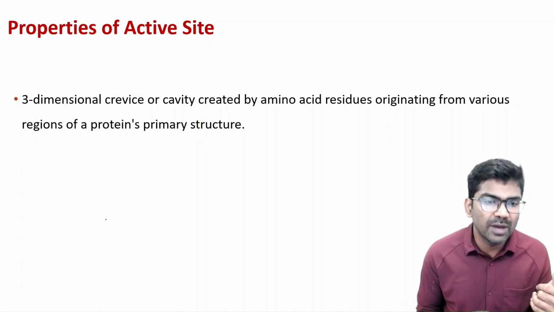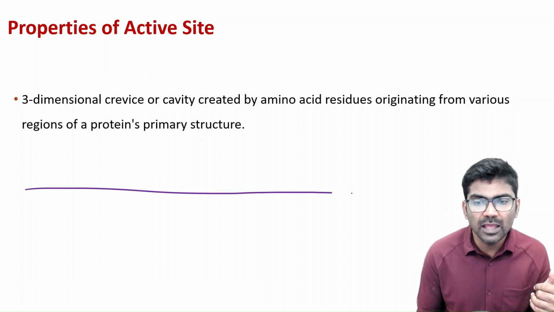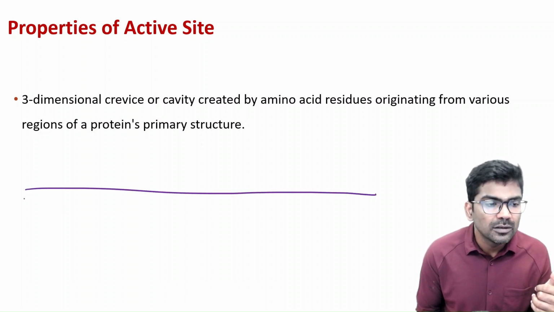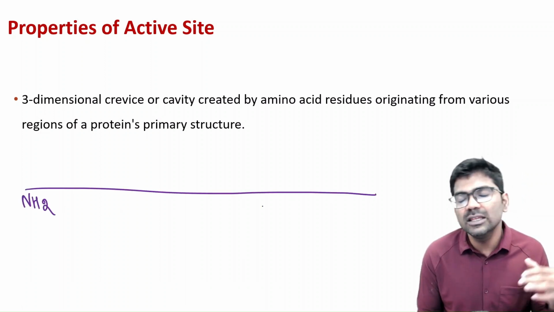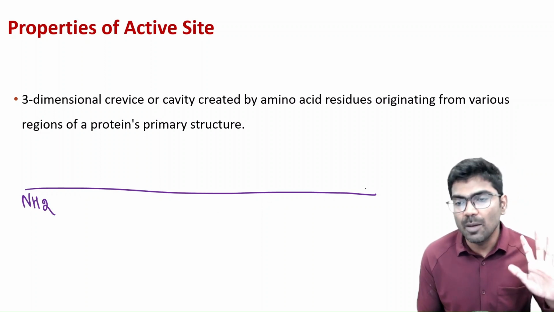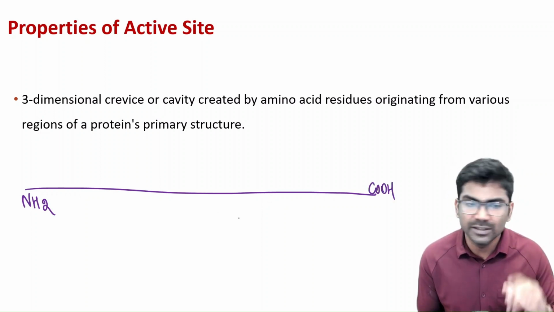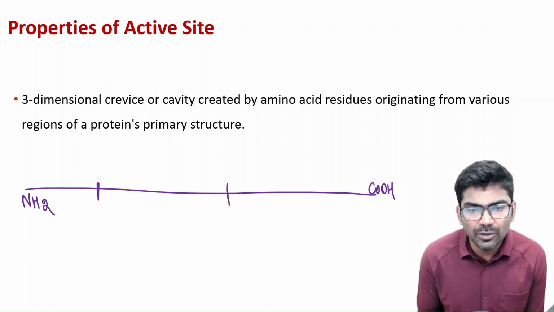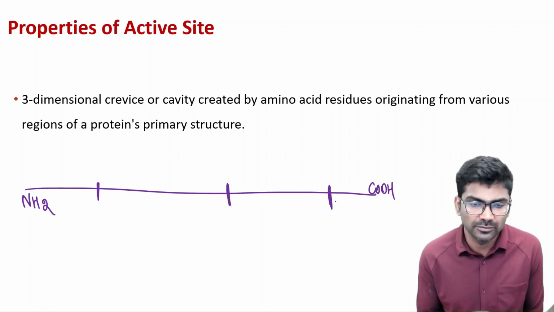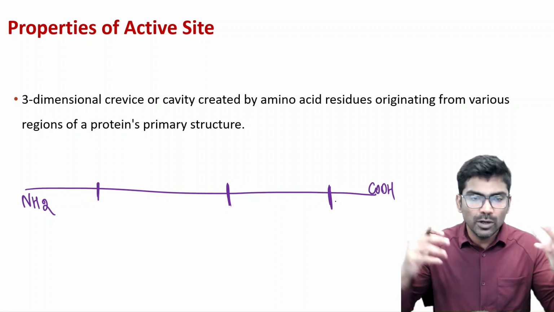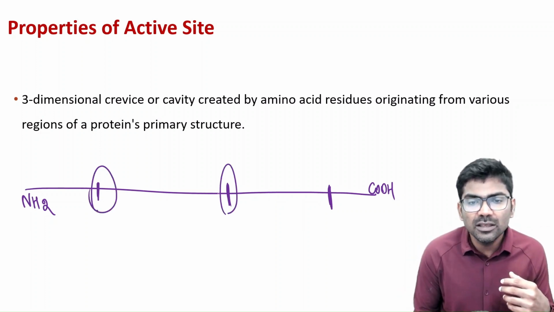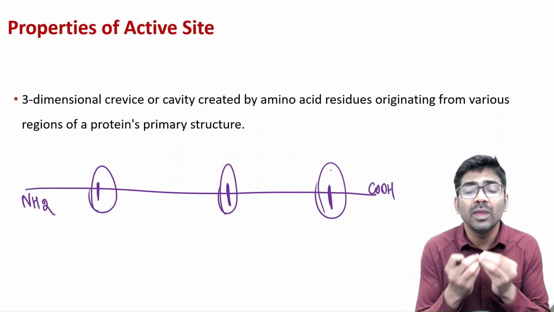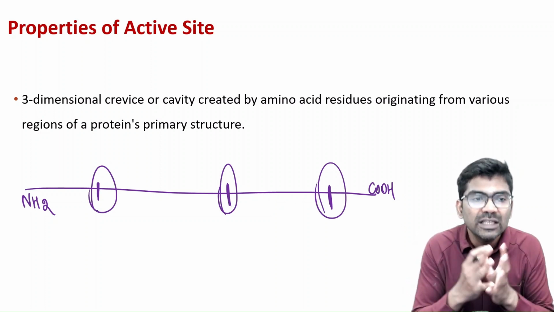What do I mean by this? See, in the primary structure, what is primary structure? It is the linear sequence of amino acids from amino terminal to carboxy terminal. One amino acid can be here, the other amino acid can be here, the other can be here. During protein folding, these three amino acids may come closer to each other.